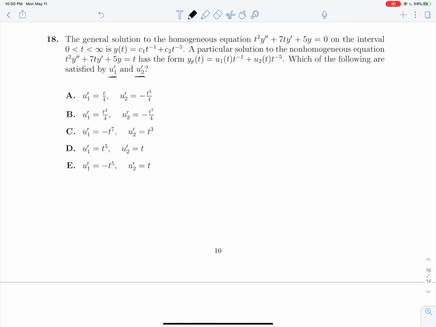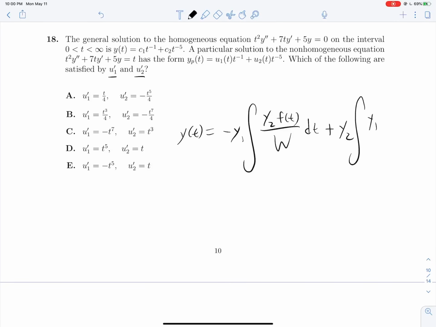We know that y of t by variation of parameters is -y1 times the integral of y2 times f of t over the Wronskian dt plus y2 times the integral of y1 times f of t over the Wronskian dt. So we need these 4 values here: y1, y2, f of t, and the Wronskian. But importantly, we are looking for u1 of t and u2 of t.